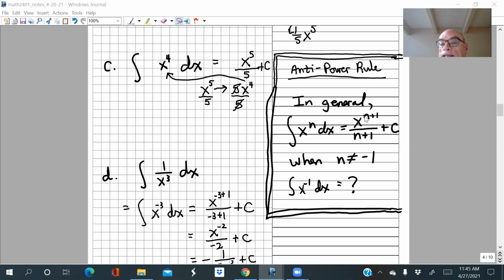Because of course what happens is if the exponent here is -1, well, when you add 1 to -1, you get 0. So you would have x to the 0 in the numerator. I guess that's okay. But in the denominator, you would be dividing by 0. And of course, you cannot do that, right? So the anti-power rule breaks down when this exponent is -1.